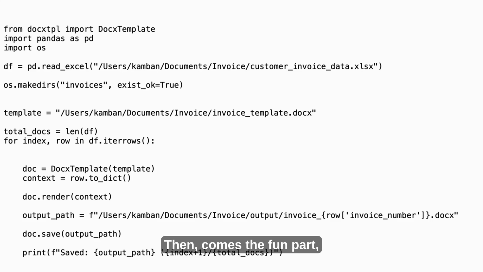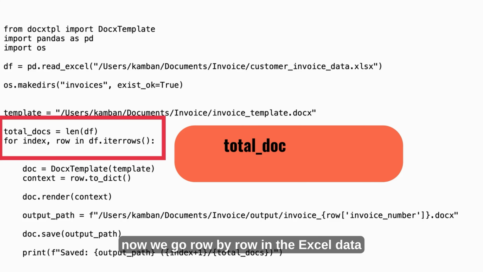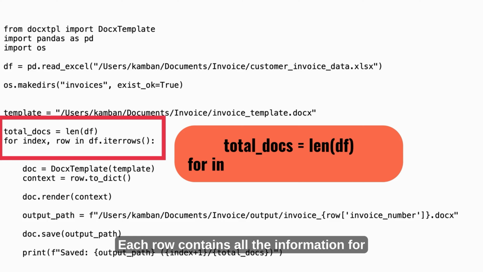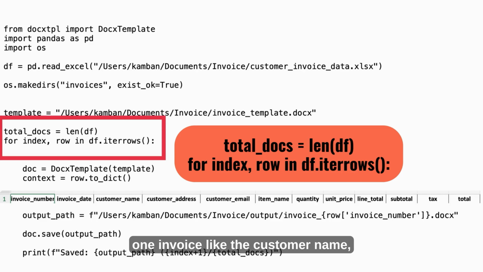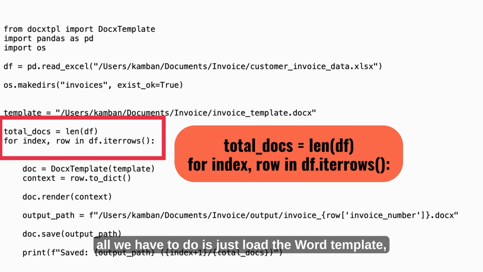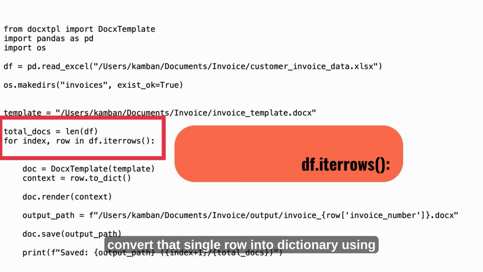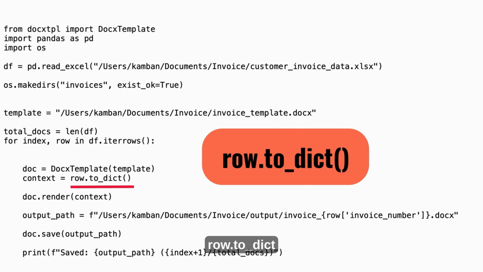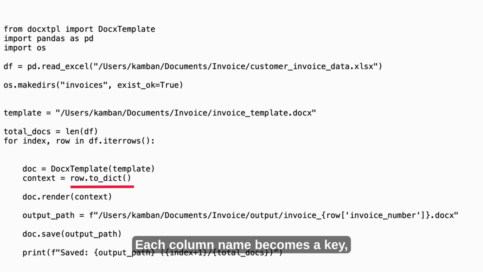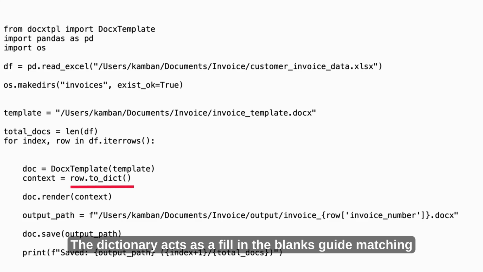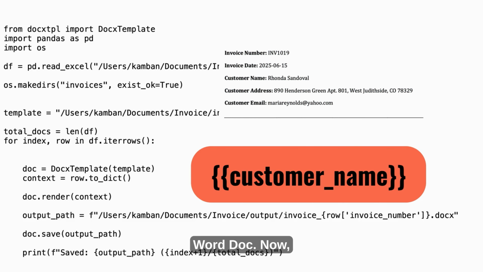Then comes the fun part. Now we go row by row in the Excel data using a loop. Each row contains all the information for one invoice like the customer name, invoice number, amounts and more. Inside the loop, all we have to do is load the Word template, convert that single row into a dictionary using row.to_dict. Each column name becomes a key, each cell becomes the value. The dictionary acts as a fill-in-the-blanks guide, matching keys to placeholders like customer name in your Word doc.